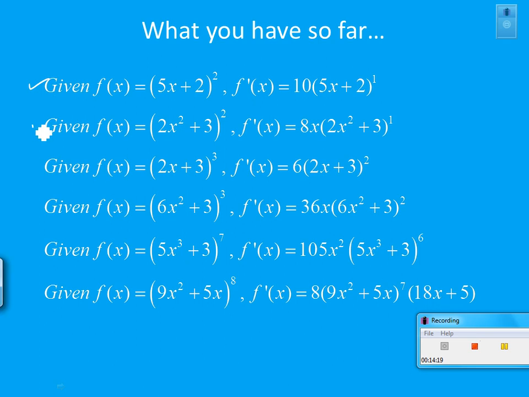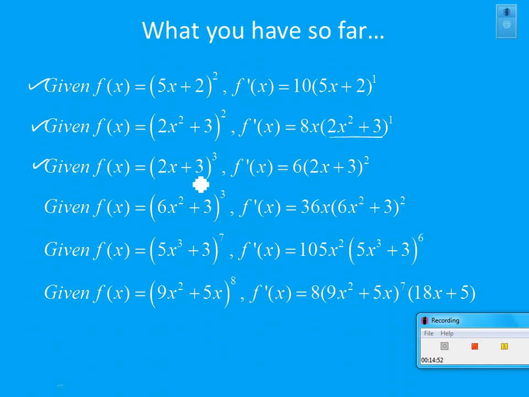Here are the ones that we just did. Notice that I had the quantity 5x plus 2 squared. Notice that there's a 10 out front, and notice that the 5x plus 2 was to the first. It started as a squared, but it went down to a first. Check out my next one, the 2x squared plus 3. This quantity started as a squared and ended up as a first. So that part should sound like the power rule, right? The exponent goes down by 1. What we have to do is figure out where this number out here comes from.